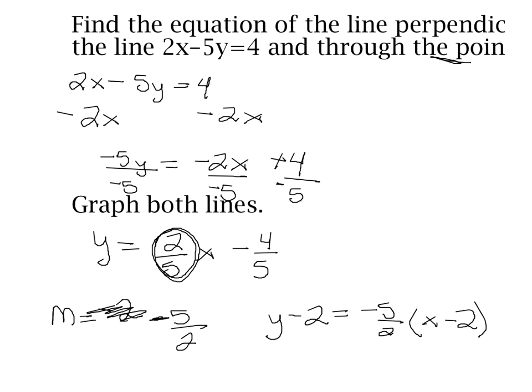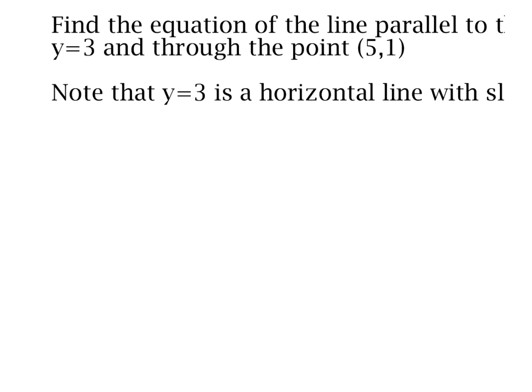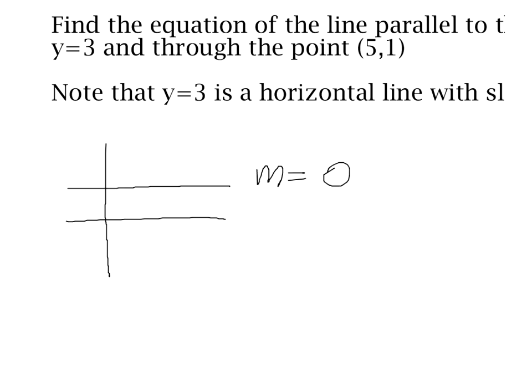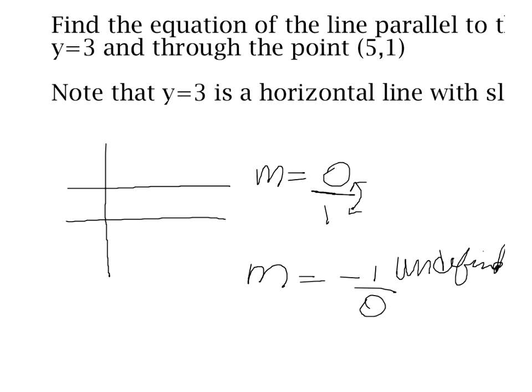Okay, I think I just have one more example. Find the equation of the line parallel to y equals 3 through the point 5, 1. Okay, so y equals 3 is a horizontal line whose slope is 0. So if I take the reciprocal, I can write this as 0 over 1. If I take the reciprocal of that slope, I get a 0 in the denominator. So this is undefined.